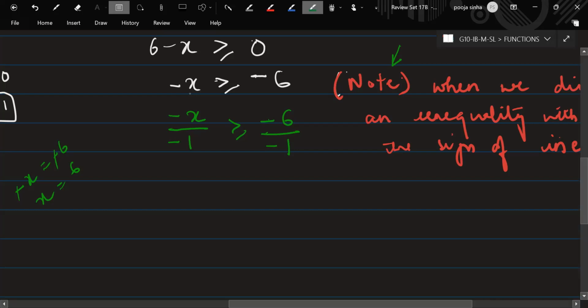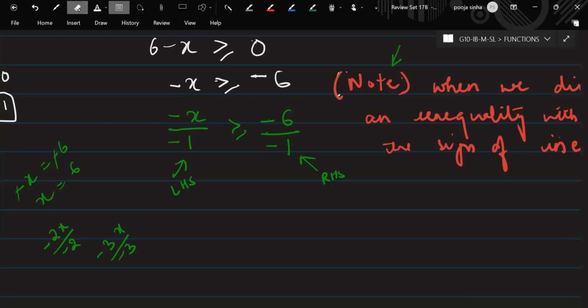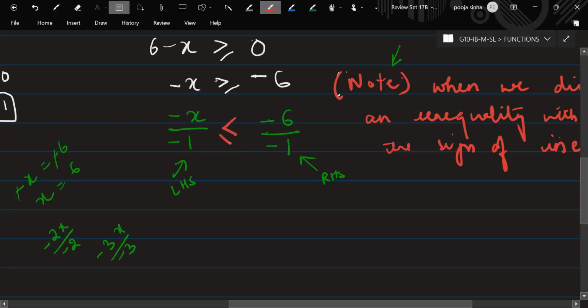You divide it by whatever you want to remove. Had it been minus 2x, we would have divided it by minus 2. Had it been minus 3x, we would have divided by minus 3. Are you getting my point? Here it was minus x, so we are dividing by minus 1. Whatever you do on the left-hand side, the same thing you do on the right-hand side. So we end up with x and 6. The moment you did this, this sign is going to reverse. So you get x less than or equal to 6, with the reversed symbol. That's your answer.